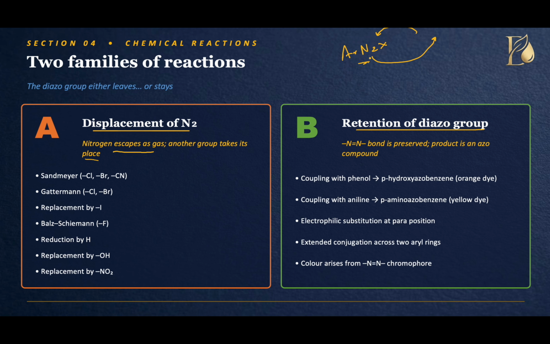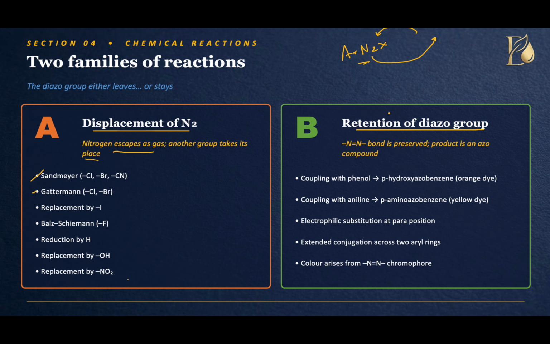So there are totally seven different reactions to study. First one is Sandmeyer reaction, then Gattermann reaction, replacement by iodine, then Balz-Schiemann reaction, reduction by hydrogen, replacement by OH, and replacement by NO2. By looking at these reactions, you can see what is happening here. N2 is leaving, and in Sandmeyer reaction, chlorine, bromine, CN take its place. In Gattermann reaction, chlorine, bromine take its place, then replacement by iodine. Then in Balz-Schiemann reaction, fluorine comes and takes its place, and so on. That is displacement of N2. We will go through these reactions one by one.